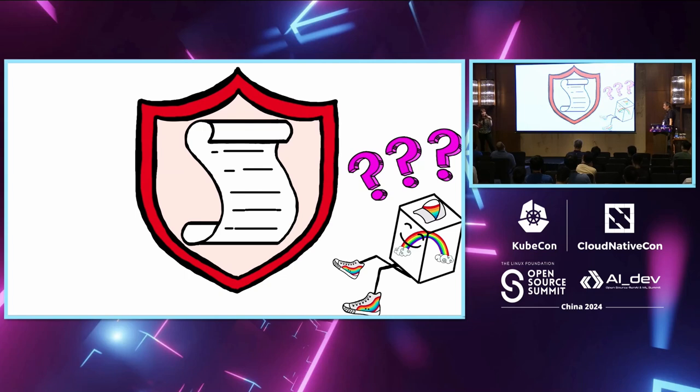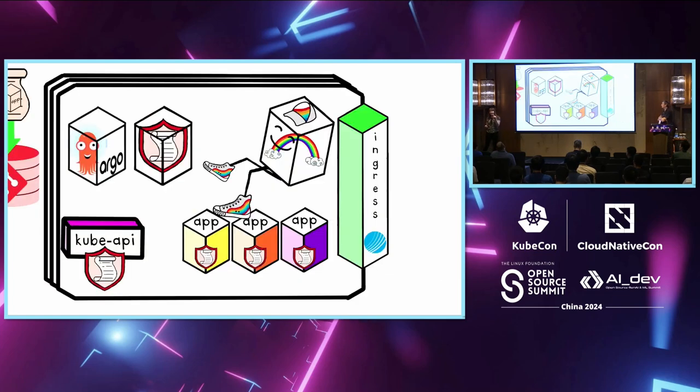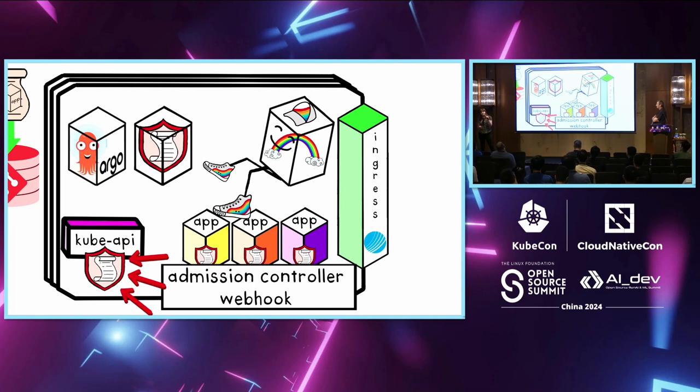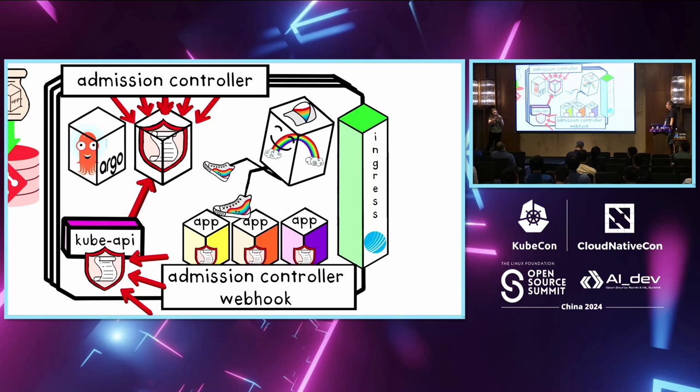So how does it work? When you make a policy, what you're doing is adding configuration to the Kube API, and you're doing that in the form of an admission controller webhook. So at this point, there's nothing running in the cluster. You're just teaching Kube API that when a request comes in that falls under the jurisdiction of this rule, what you want Kube API to do is send that request to the admission controller. The admission controller is actually a piece of software that's running in the cluster.